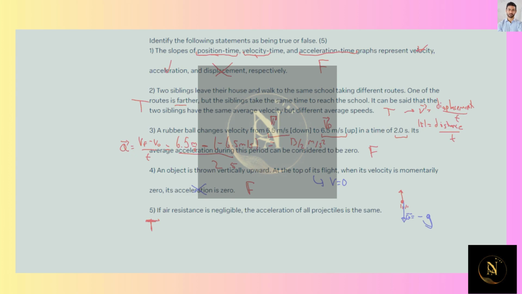So, as a summary, statement 1 is false, statement 2 is true, statements 3 and 4 are going to be false, and the last statement is going to be true.